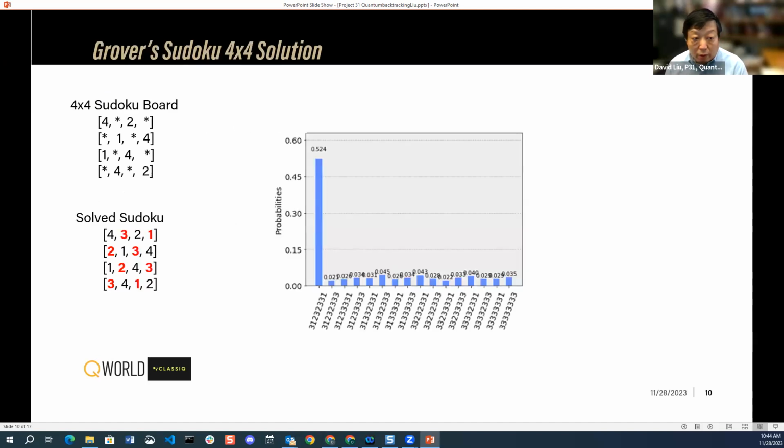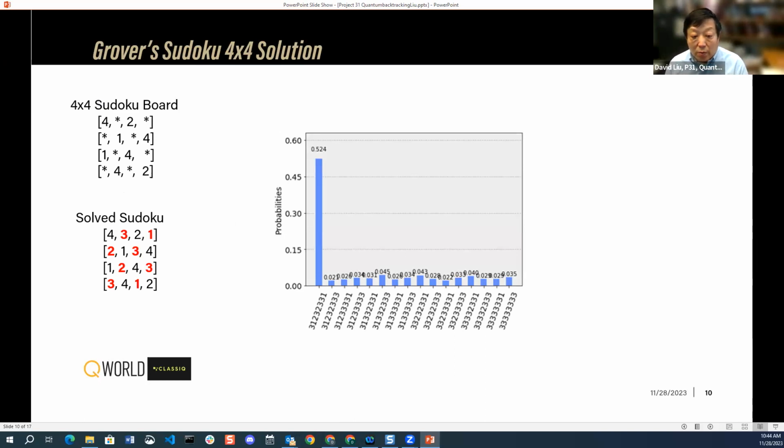Here I show the one where I did Grover's Sudoku algorithm. Before, IBM only did a 2x2, so I work with 4x4 Sudokus. The 9x9 is hard because there are not enough qubits to work on it now. So I'm doing the 4x4 for now. Maybe in the future we do 9x9, the real Sudoku.